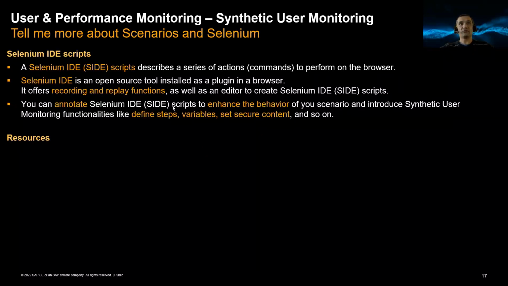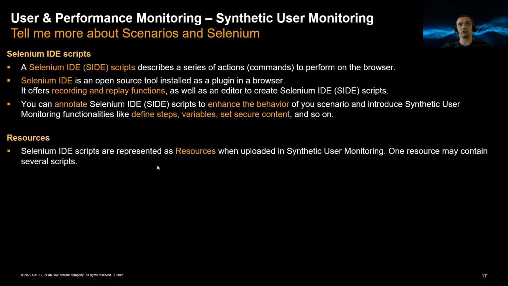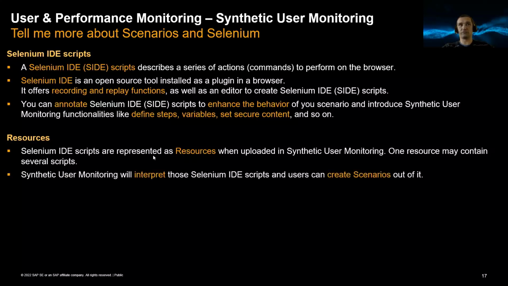After you created your script and saved it into a file, you obtain what we are calling a resource. So those scripts or those elements are what we are calling a resource when you upload them in synthetic user monitoring. One resource, one file, could contain several scripts. And these are those scripts that are interpreted and used by synthetic user monitoring to create scenarios out of it.